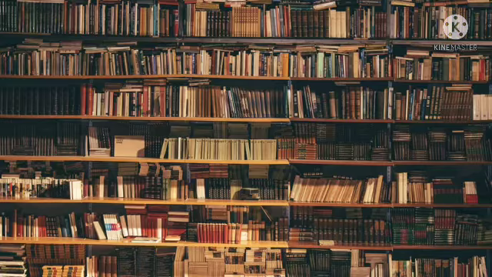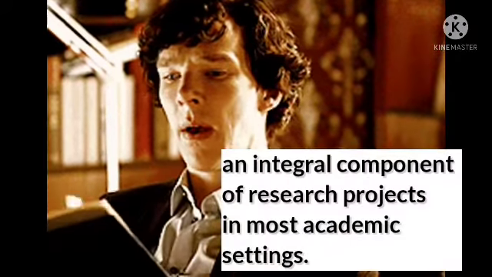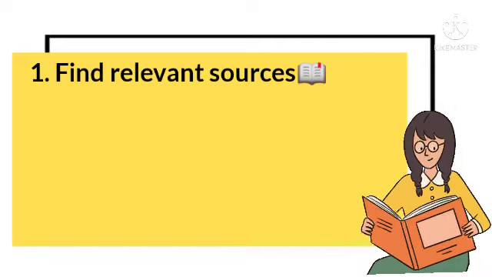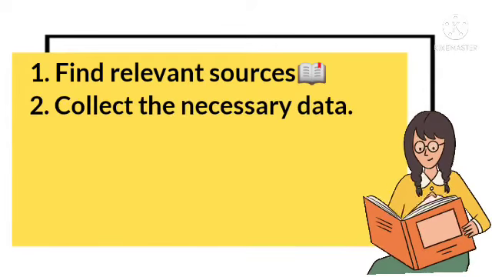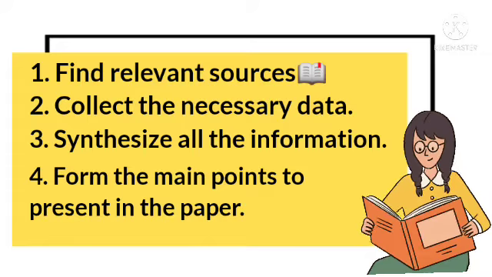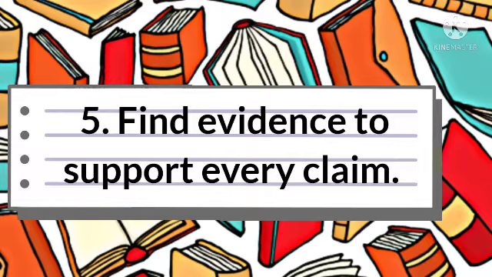Library research. It is an integral component of research projects in most academic settings. It's more than an academic writing project that summarizes the information on a specific topic taken from primary and secondary sources. Here are the essential steps you can follow. Step 1. Find relevant sources. Step 2. Collect the necessary data. Step 3. Synthesize all the information. Step 4. Form the main points to present in the paper. Step 5. Find evidence to support every claim.